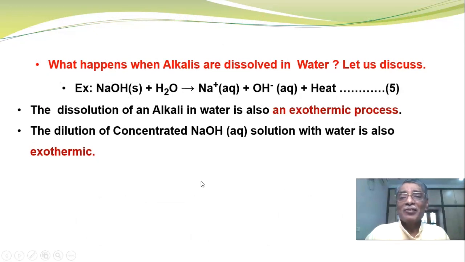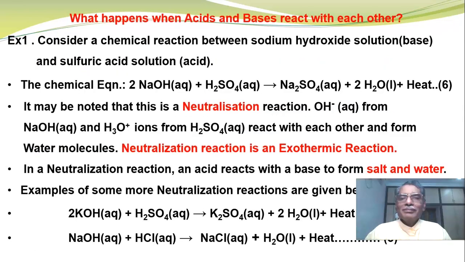Now, let us see what happens when alkalis are dissolved in water. Let us discuss with an example. NaOH + H2O gives rise to Na+ (aq) + OH- (aq) + heat. So this dissolution of alkalis in water is also an exothermic process. Suppose you want to dilute sodium hydroxide concentrate, sodium hydroxide solution with water, that is also an exothermic process.